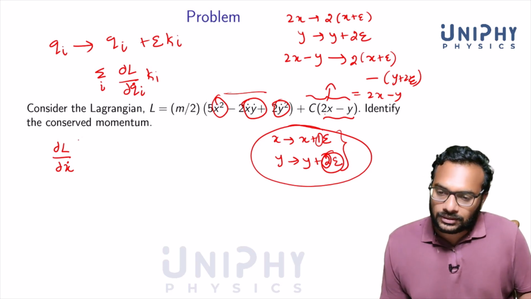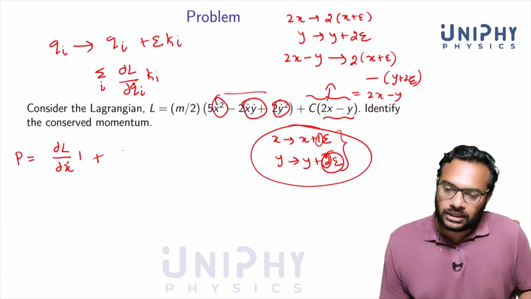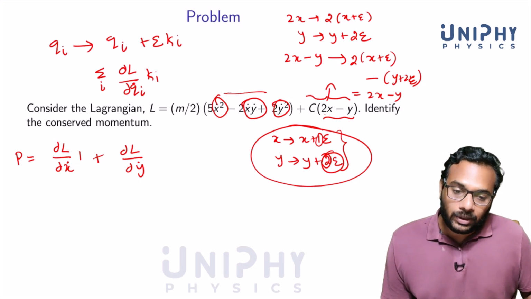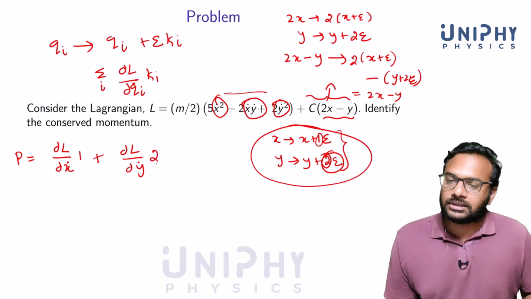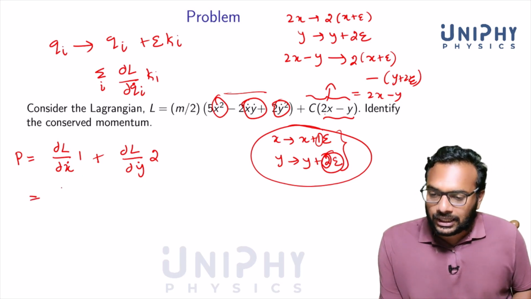Kx is 1. Plus this is the conserved momentum that we are talking about, dou L by dou y dot. And what is Ky? Ky is 2. This is your conserved quantity. Now you just have to take the derivatives here and simplify.